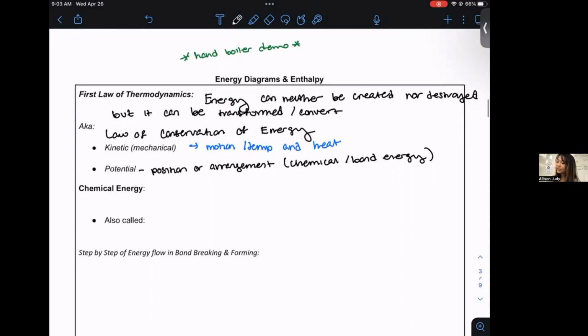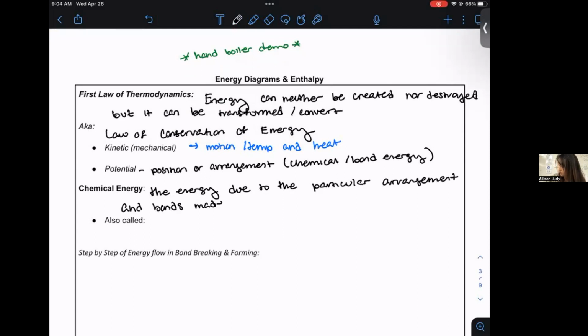So chemical energy is the energy due to the particular arrangement and bonds made between atoms. Okay. It's the energy due to the particular arrangement and bonds made between atoms.